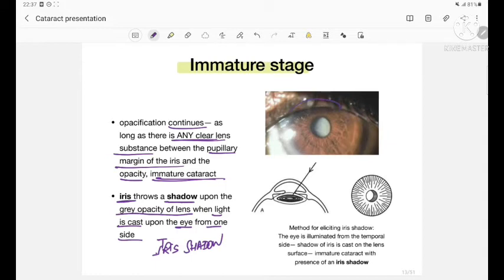So, this is an image showing immature cataract in which the lens is greyish white in color and there is presence of iris shadow.